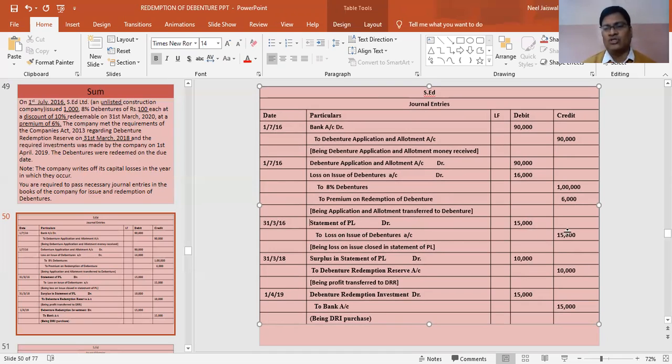Statement of PL to loss on issue of debentures, 16,000. 16,000 will be written over here. That is to be written off. This loss on issue of debentures is written off, 16,000.